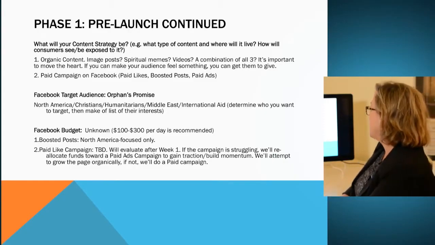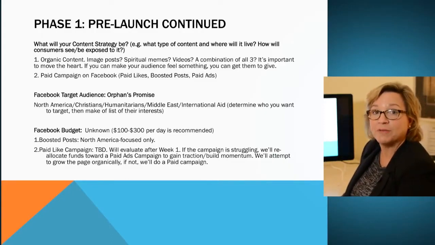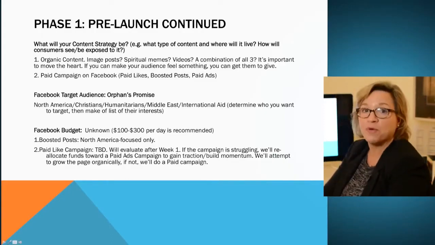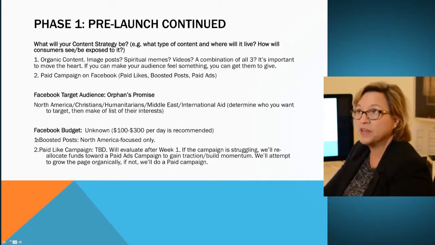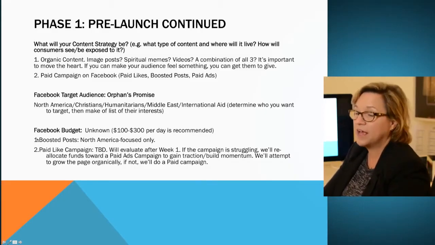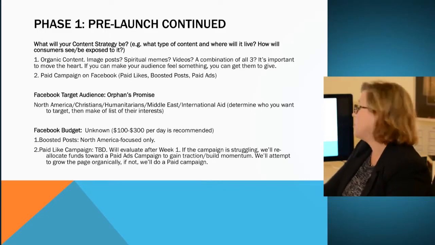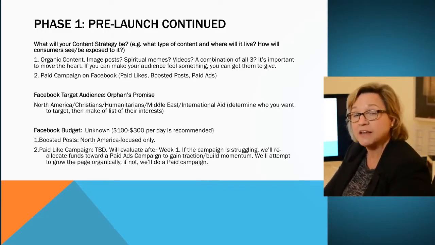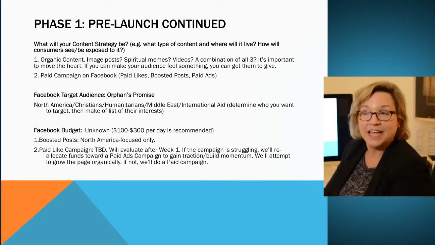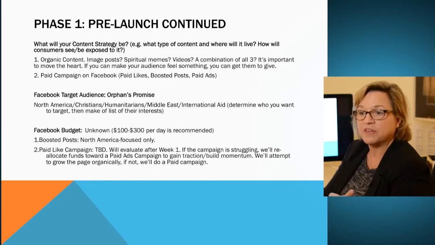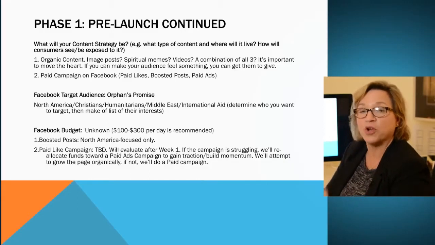Okay, so for the Facebook target audience, for the Orphans Promise, for raising money, we would be targeting North America. We would be targeting Christians, humanitarians. You could even do the people who have a heritage of being from the Middle East, people who have an interest in the Middle East or international aid, and make a list of all of these groups and their interests. And then you basically take your budget, you decide how many posts you're going to do or how many ads you're going to do, and then you put your budget behind it.